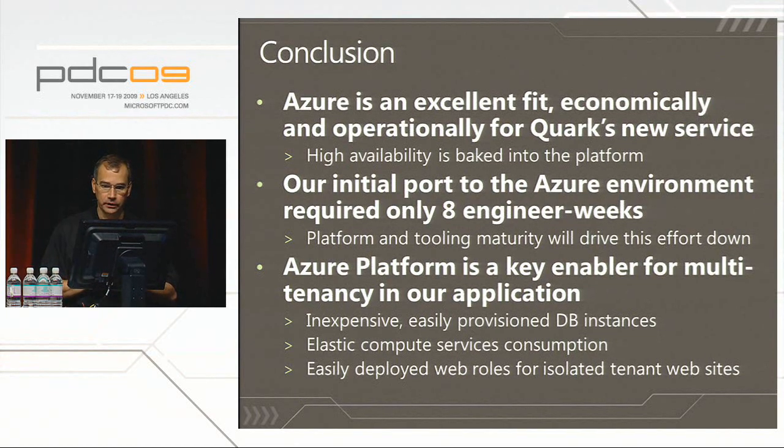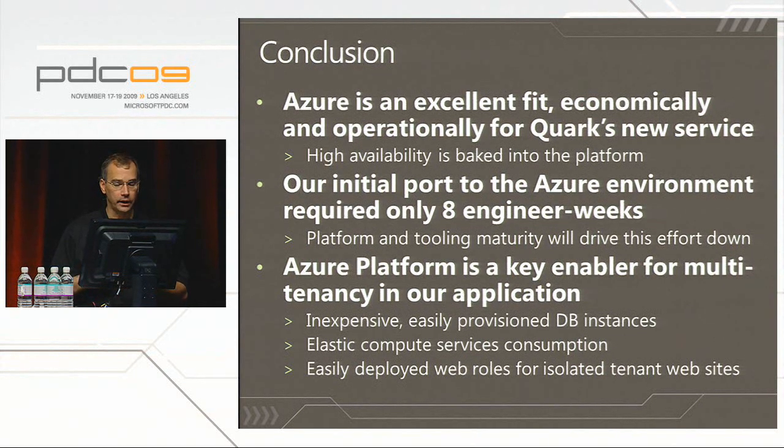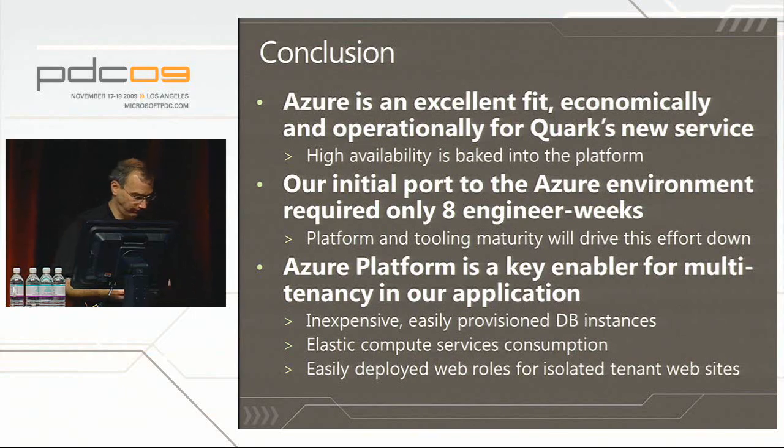Inexpensive, easily provisioned database instances, the elastic compute services consumption, and easily deployed web roles for isolated tenant websites was basically a set of features that came together that allowed us to very quickly move from a single tenant to a multi-tenant application with very little risk to the underlying code base. Thanks.